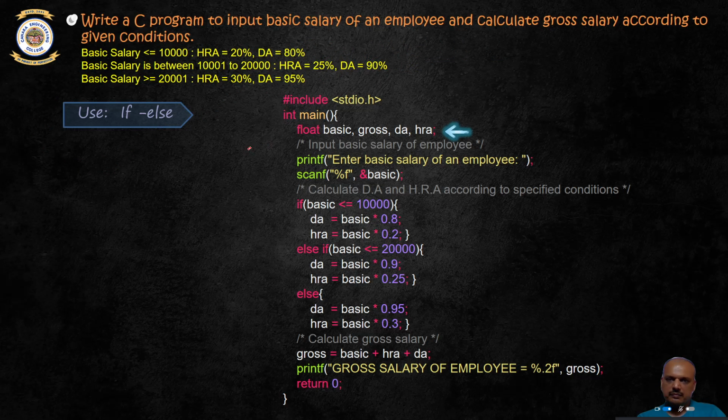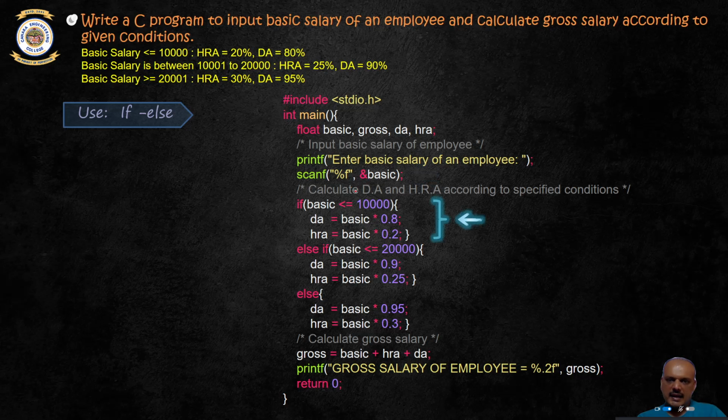So let's get to the code. First, in the main code, I have variables defined to store the basic, the gross, the DA, and the HRA, which are the intermediate values being calculated. DA plus HRA plus basic will give me the gross. In the next line, I ask the user for the basic salary of the employee, read it from the standard input and store it into the variable defined out here to store the basic, which is a float.